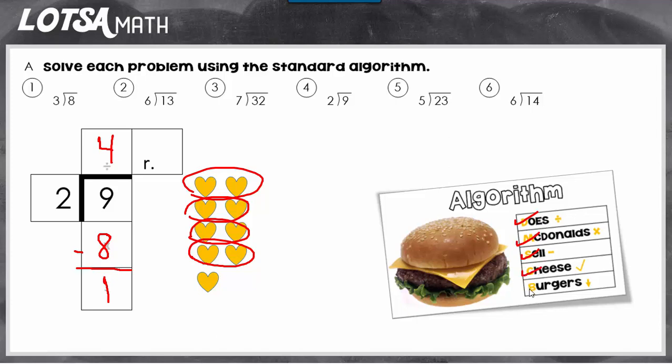And so now I'm ready to bring it. I can either bring something down or bring my remainder all the way up. There's nothing to bring down, so I know I'm finished and my remainder goes up. So my answer is 4, remainder 1.